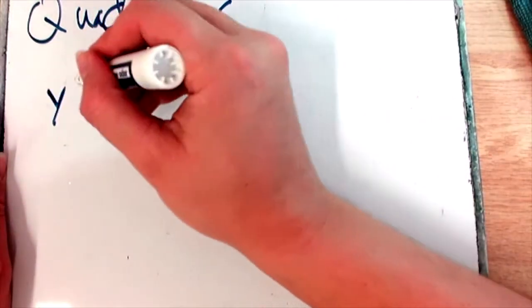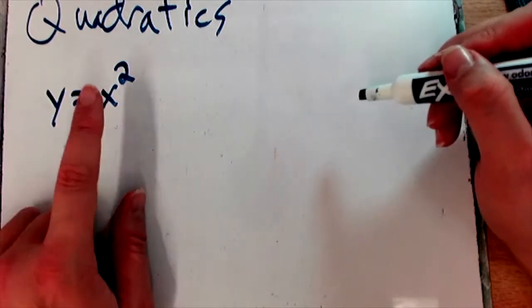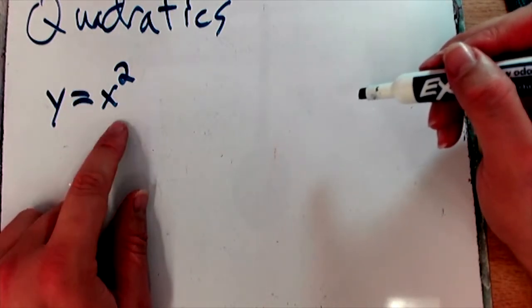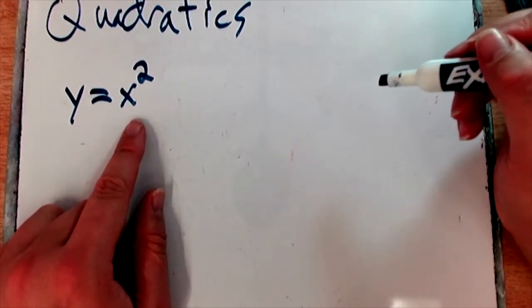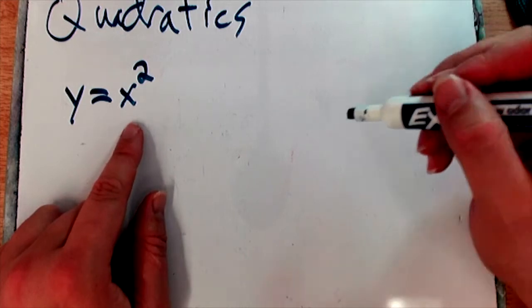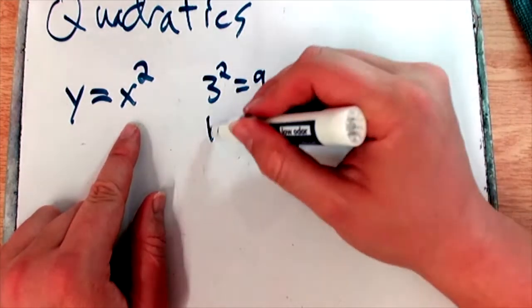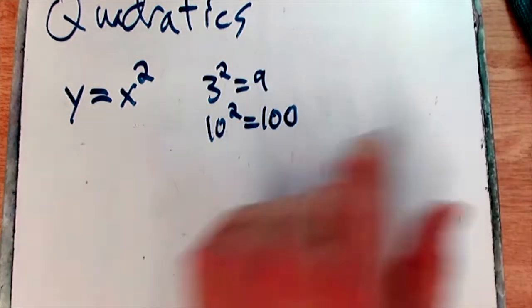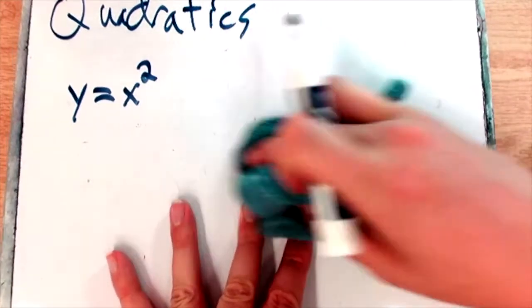Let's start with things that we know. y equals x squared. What's squared? If you need help with that, you need to look up exponents and squaring and do some research on that. That is assumed knowledge at this point, so you should really know what that is. So for example, 3 squared is 9, 10 squared is 100. If that's challenging for you, then you're going to have to look that up and make sure you understand.